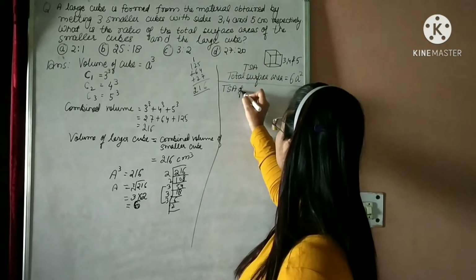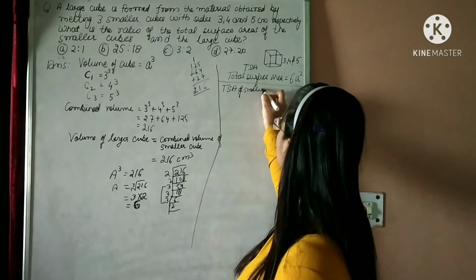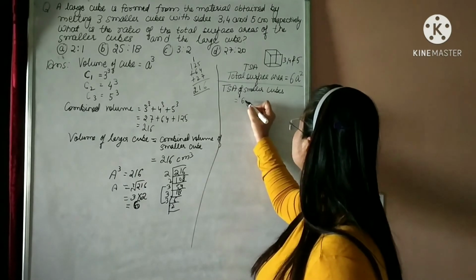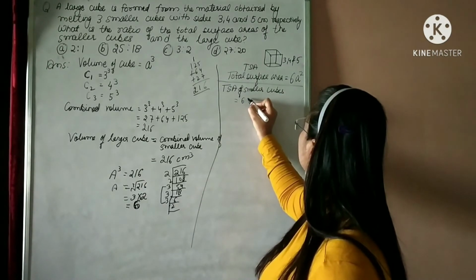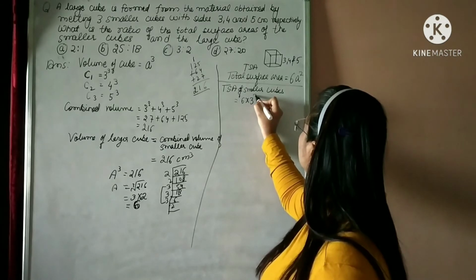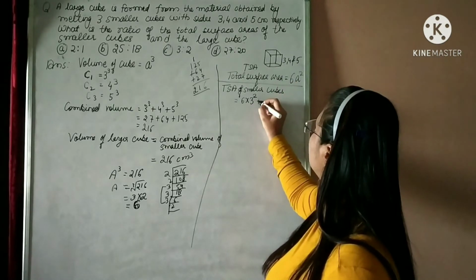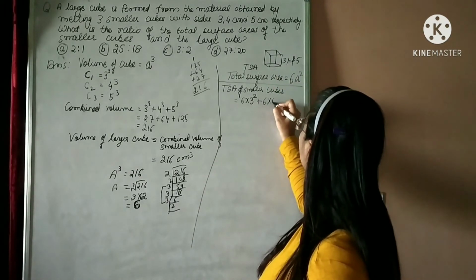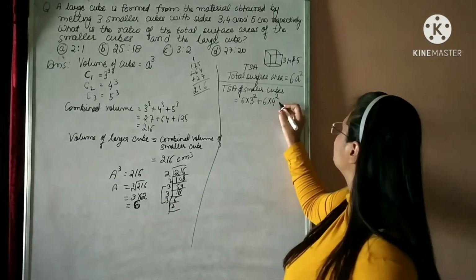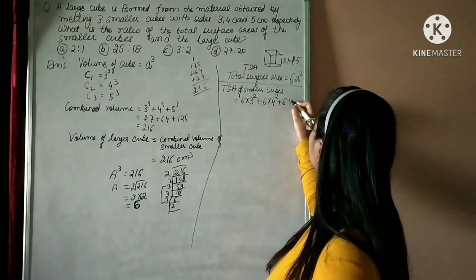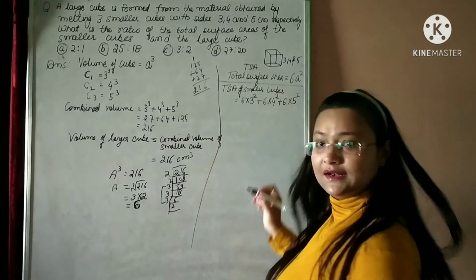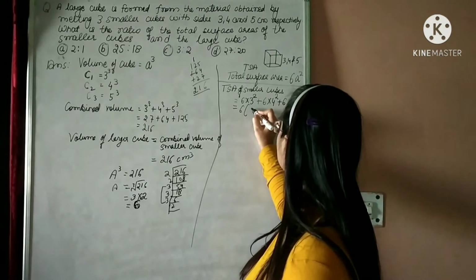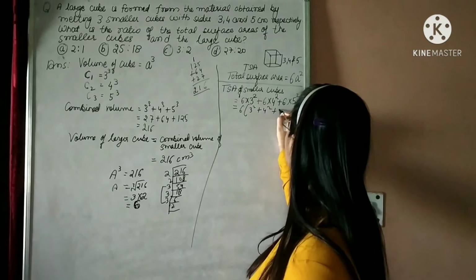We represent total surface area as TSA. TSA of the smaller cubes will be 6 into 3 square. This is the total surface area of the first cube. Then the total surface area of the second cube will be 6 into 4 square, plus the third cube, 6 into 5 square. Now we can take 6 as common: 3 square plus 4 square plus 5 square.